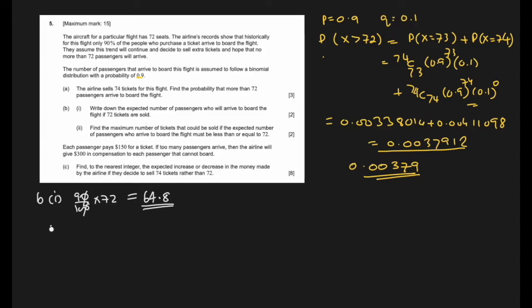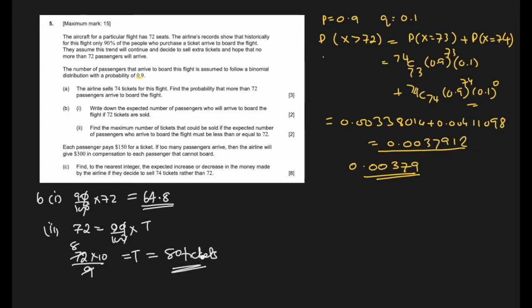Okay, number two, find the maximum number of tickets that could be sold if the expected number of passengers who arrive to board the flight must be less than or equal to 72. That means up to 72 we have to get. That 72 should be 90% of the number of tickets sold. Let me call it T. So it will become 72 times 10 divided by 9, which is 80 tickets. 80 tickets are to be sold so that 72 or fewer people arrive to board the flight.